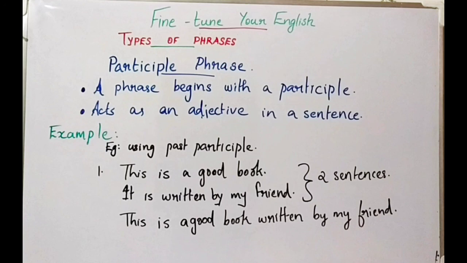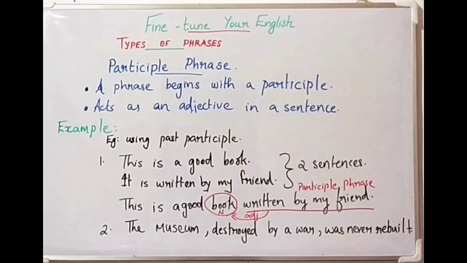And now we can discuss the use of past participle, that is V3 form, in participle phrase. Here again two sentences are given. We need to join them using a past participle phrase. See the examples. This is a good book and it is written by my friend. These are the two sentences. This is a good book. It is written by my friend. We can combine them. This is a good book written by my friend.